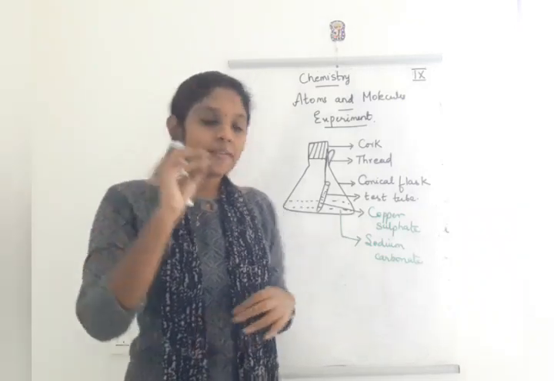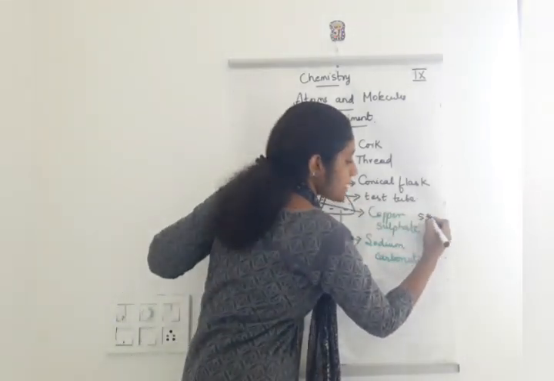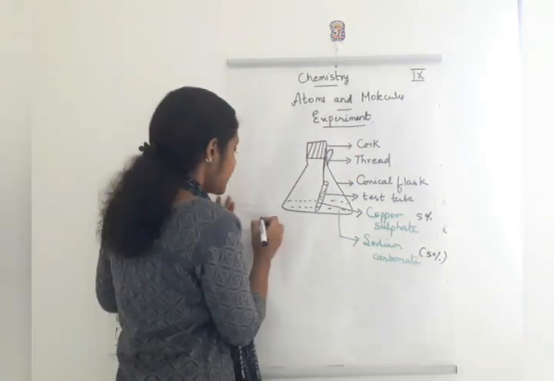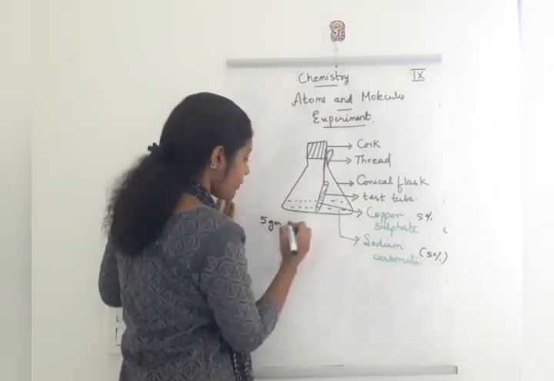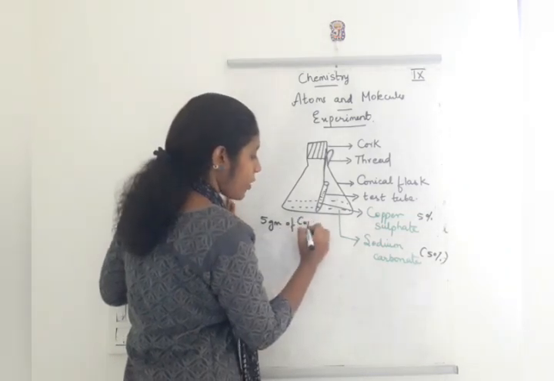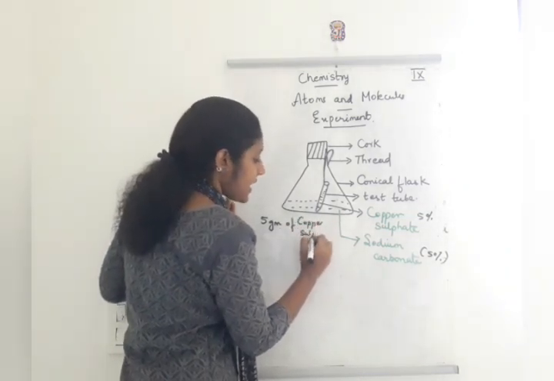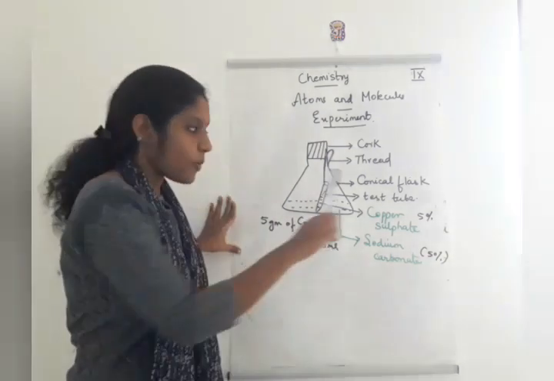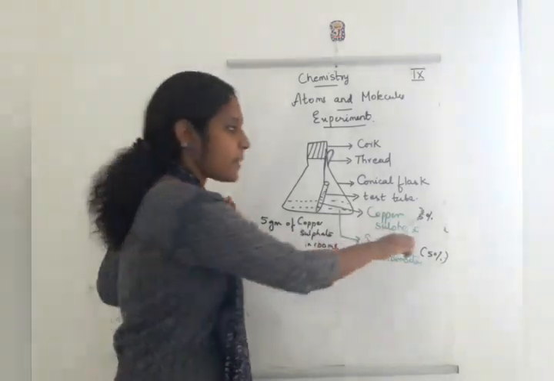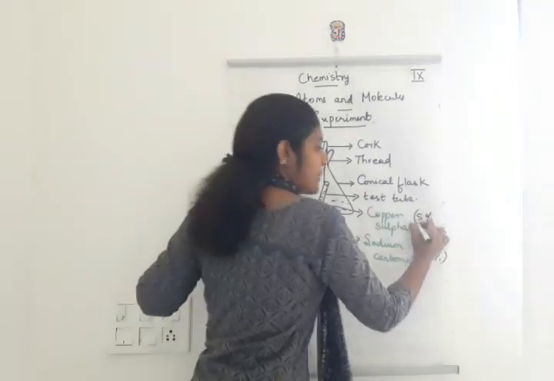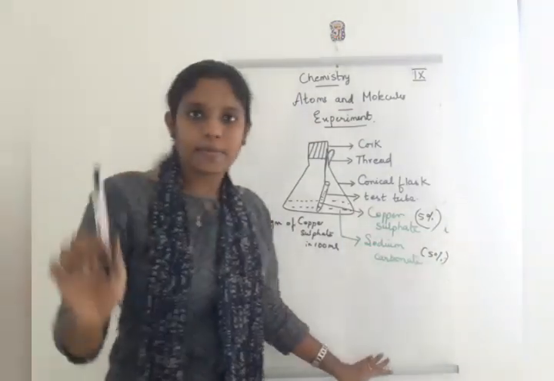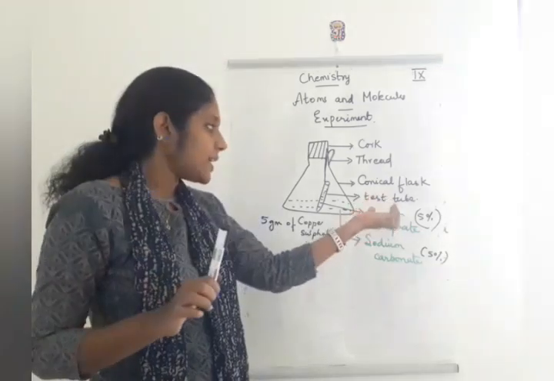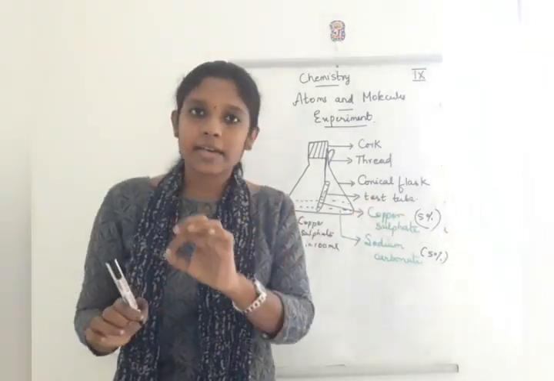And in your textbook the given concentration is 5% copper sulfate and 5% sodium carbonate. What is 5%? You are taking 5 gram of copper sulfate and mixing it in 100 ml of water. When you take 5 gram of copper sulfate and mix it in 100 ml of water, you will get 5%. So taking 5% is the textbook experiment setup. Okay, so you are taking 5% of copper sulfate.